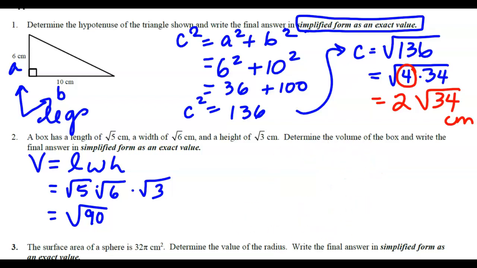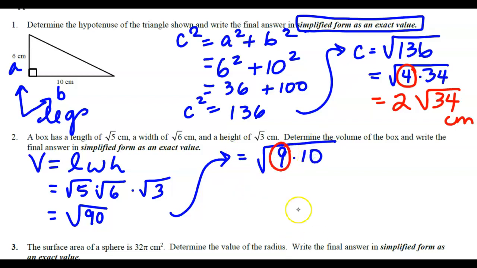Now, I have to simplify this. We did root 90 yesterday. Hands up, what's a perfect square that's a factor of 90? 9. So this is the same as 9 times 10. 9's the perfect square, so it gets to go out on the weekend. 10 stays home. Okay. In this case, the volume would be centimeters cubed.